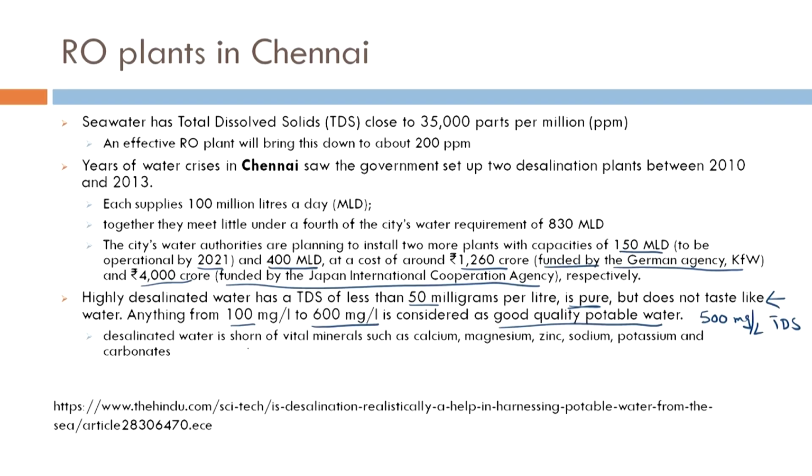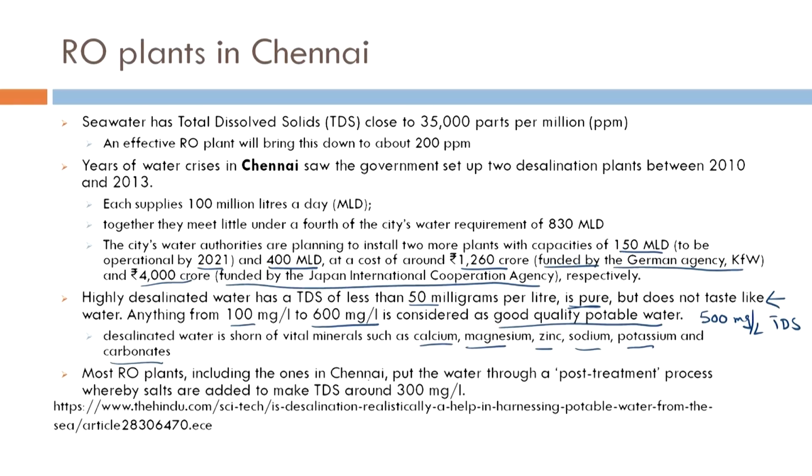Desalinated water removes vital minerals such as calcium, magnesium, zinc, sodium, potassium, and some carbonates too. All of these are required by the human body for different purposes, including metabolism. So what do most RO plants do, including the ones in Chennai? They put the water through a post-treatment process whereby salts are added to bring the TDS back to an acceptable value of 300 milligrams per liter. There is one catch: you need to put in a lot of energy every day to push the water through these RO membranes at high pressures, 30 to 60 bar, as we saw earlier.